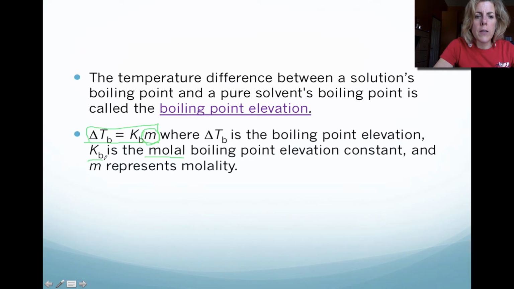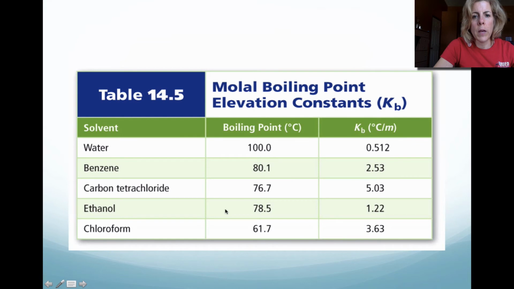The other thing is there is a Kb. This has to be given to you. It's a constant, okay? And when you see delta Tb, you're actually adding whatever this delta Tb is to the boiling point. So please note that delta Tb is not your final answer. It just tells you how much you're going to add to the boiling point. Okay, so here are some molal boiling point constants. That means if you add salt to water, you will get a boiling point higher than 100 degrees C. The same with these following solvents.